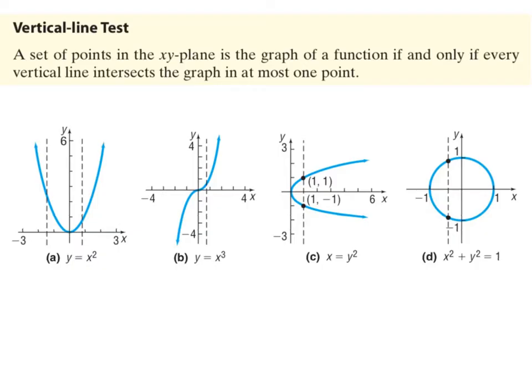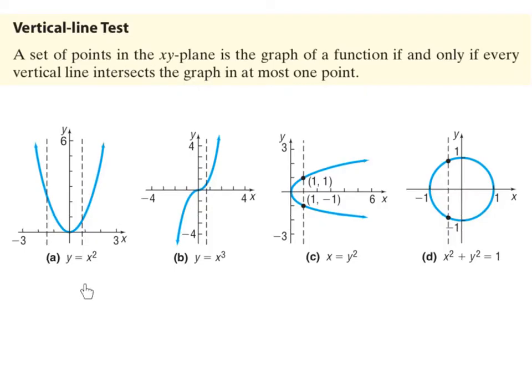So it is what the name suggests. You would draw infinite vertical lines, or a handful to prove your point. And if the vertical line crosses 0 or 1 points of the graph, it's a function. But if it crosses more than 1, so 2 plus, not a function.